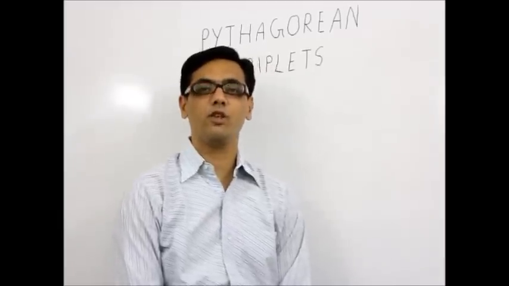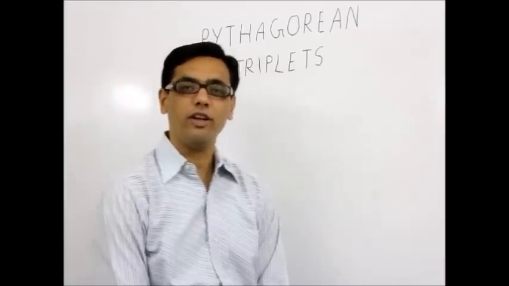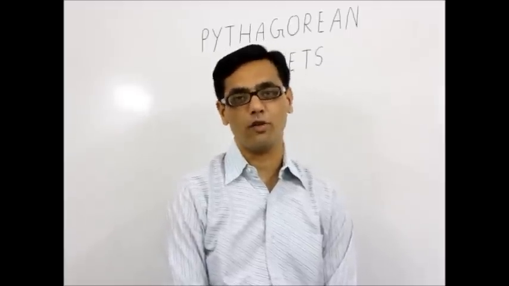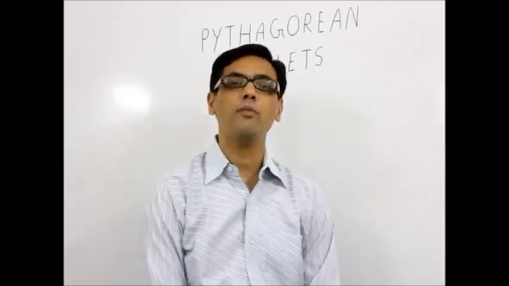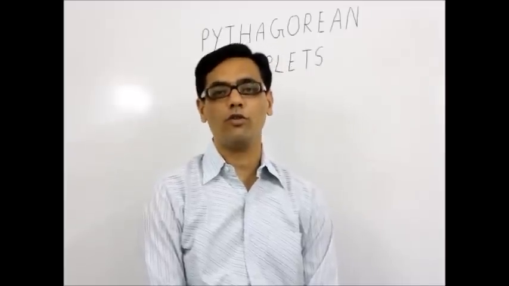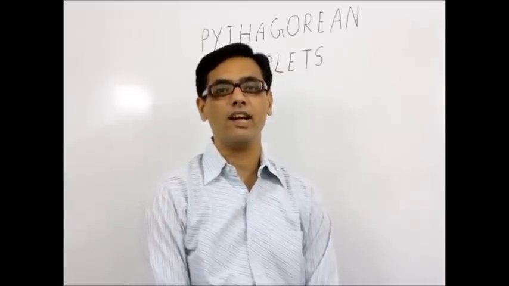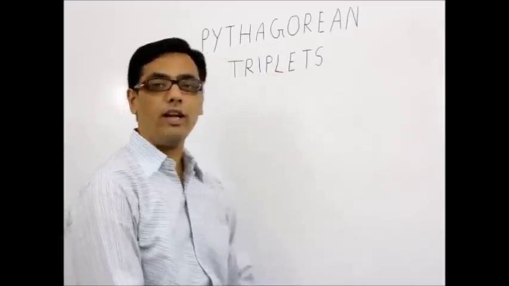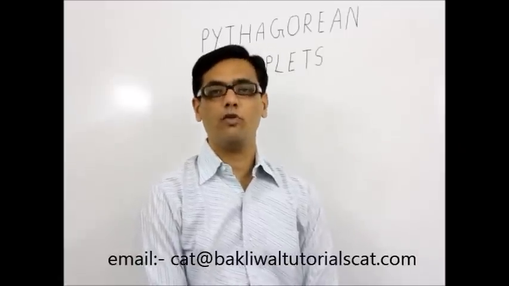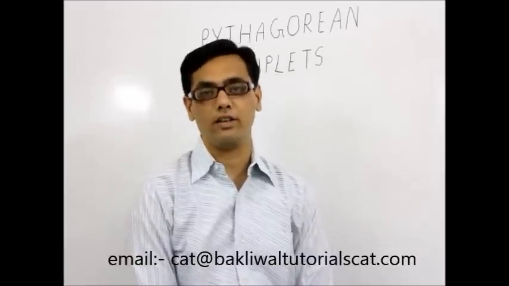Friends, in geometry, there is a very important theorem called Pythagoras theorem, which I am sure all of you are aware of, which states that the hypotenuse square is equal to the sum of squares of the other two sides in a right angle triangle. So today I would like to teach you an amazing trick, amazing shortcut to find the Pythagorean triplets.